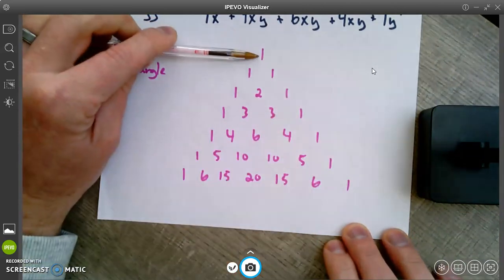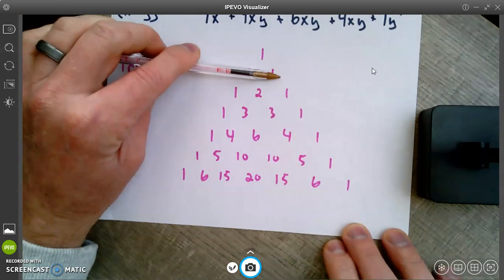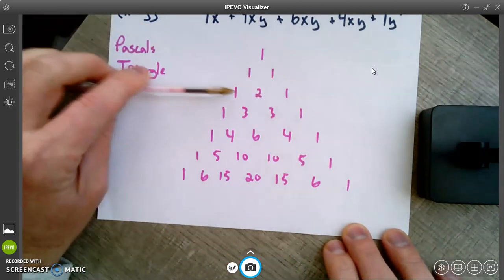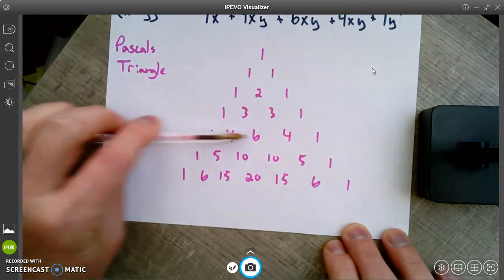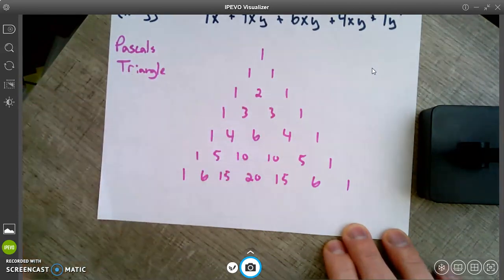And all we did is we made this sequence by starting with 1 and then adding to find our next one. Right? 1 plus 2, 3. 2 plus 1, 3. 4 plus 6, 10. 10 plus 10, 20. How about this one?